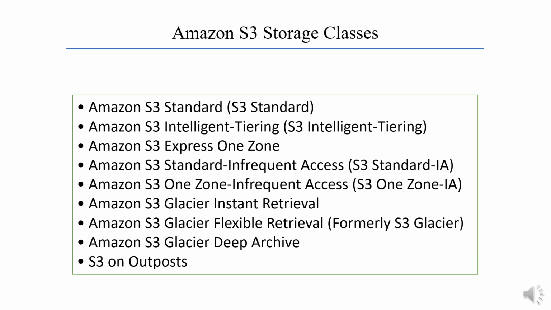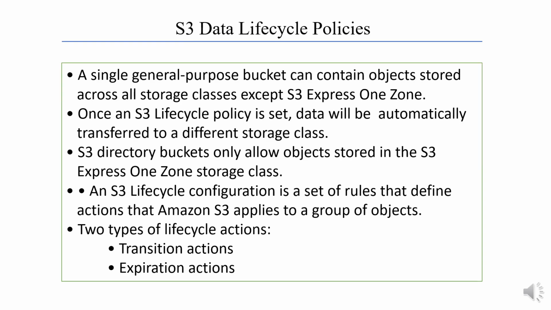Let us talk about S3 data lifecycle policies. Allows you to configure S3 storage classes at the object level. A single general-purpose bucket can contain objects stored across all storage classes except S3 Express One Zone. It offers capabilities to manage data throughout its lifecycle. Once an S3 lifecycle policy is set, data will be automatically transferred to a different storage class without any changes to the application.